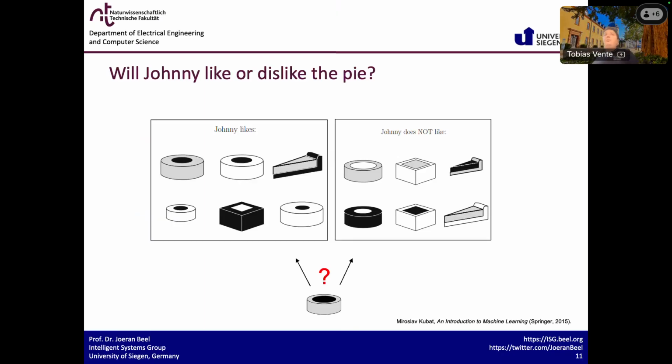Let's do one last example before we switch to ensembles. What would you think? These are supposed to be cakes, very abstract cakes, full cakes and slices of cakes. But the question is, in the end, if Johnny likes the specific cake that is seen at the very bottom. What is your guess? Would you say that he likes the cake or he doesn't like the cake? Yeah? He will like it. Why?